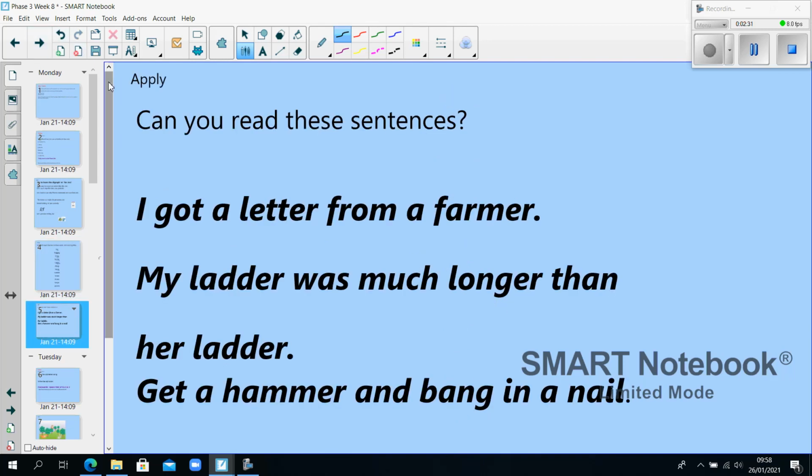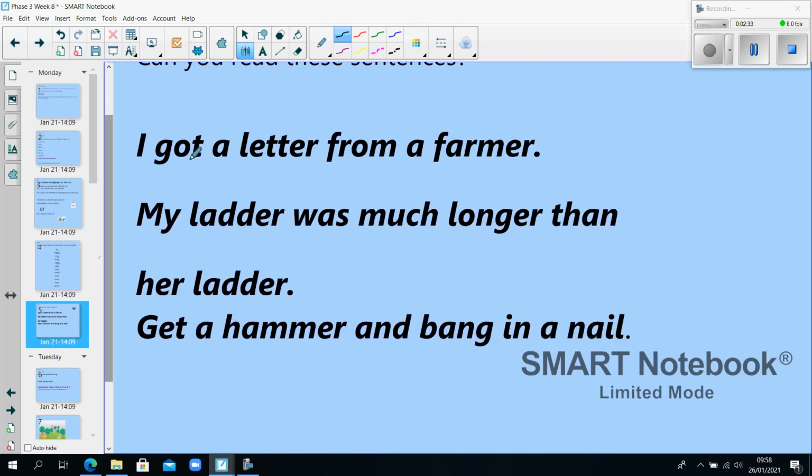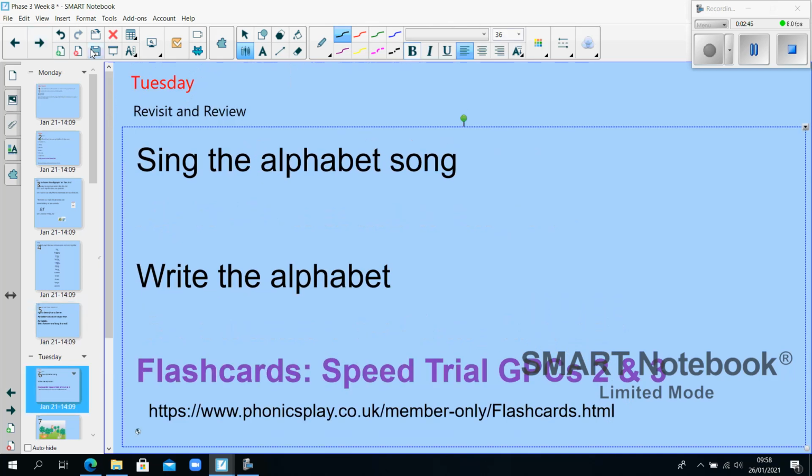Can you read these sentences? I got a letter from a farmer. My ladder was much longer than her ladder. Get a hammer and bang in a nail. Well done, that's the end of Monday.